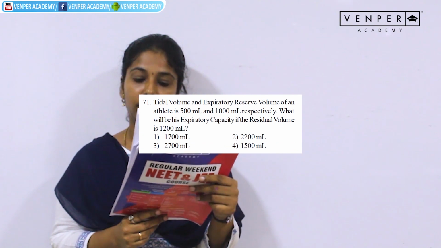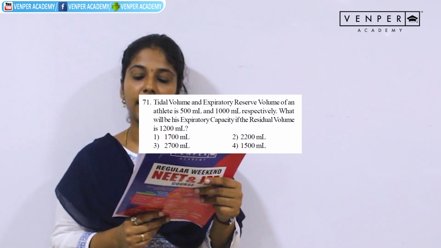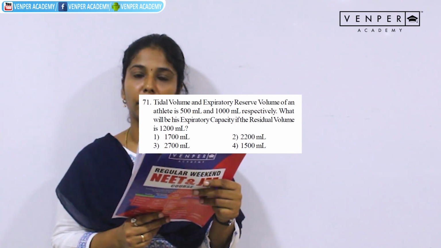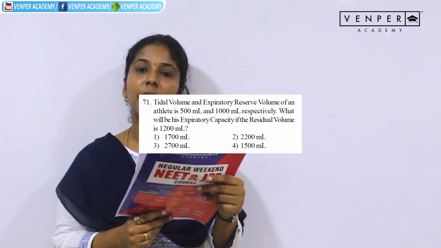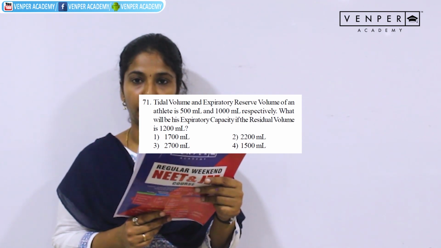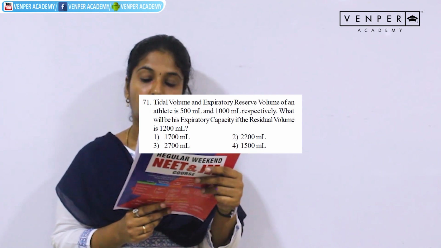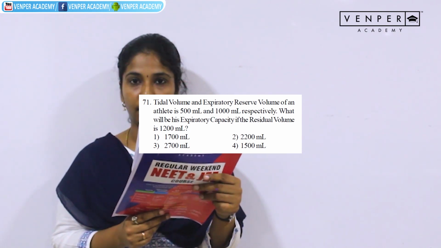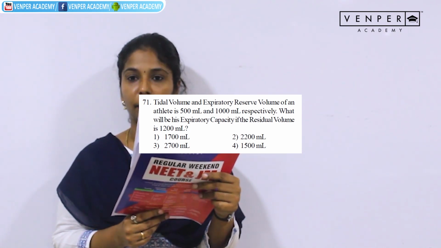Question number 71. Tidal volume and expiratory reserve volume of an athlete is 500 ml and 1000 ml respectively. What will be his expiratory capacity if the residual volume is 1200 ml? The options are 1700 ml, 2200 ml, 2700 ml and 1500 ml.